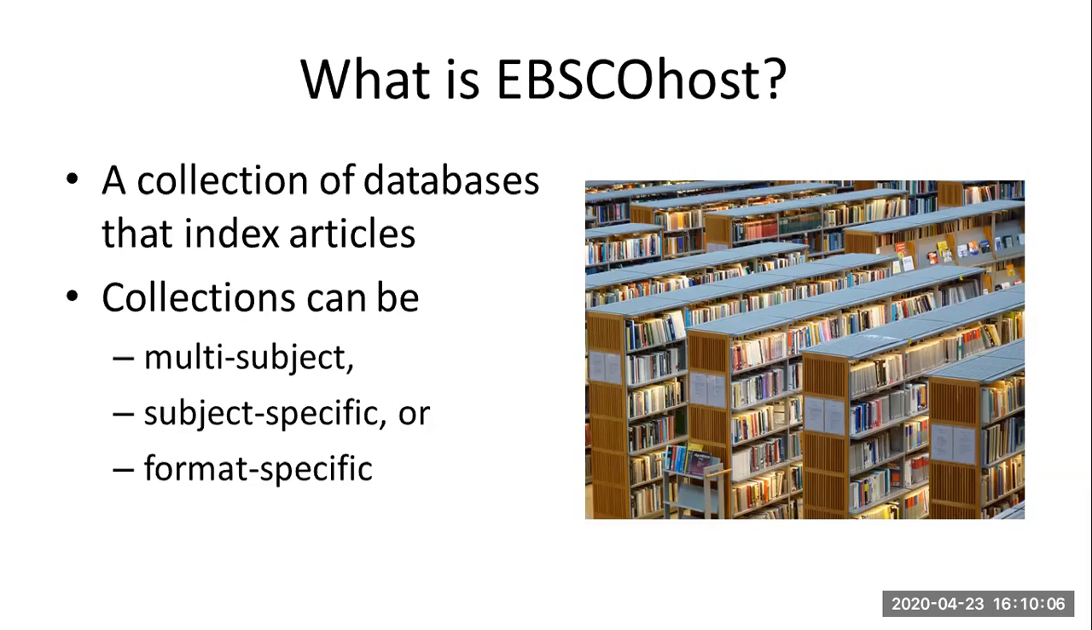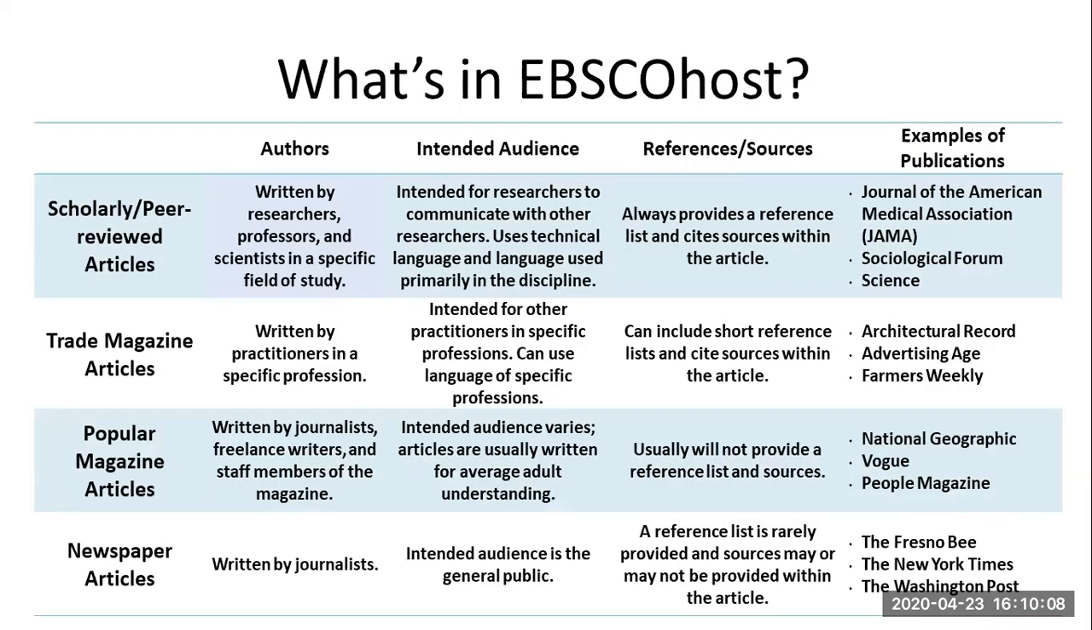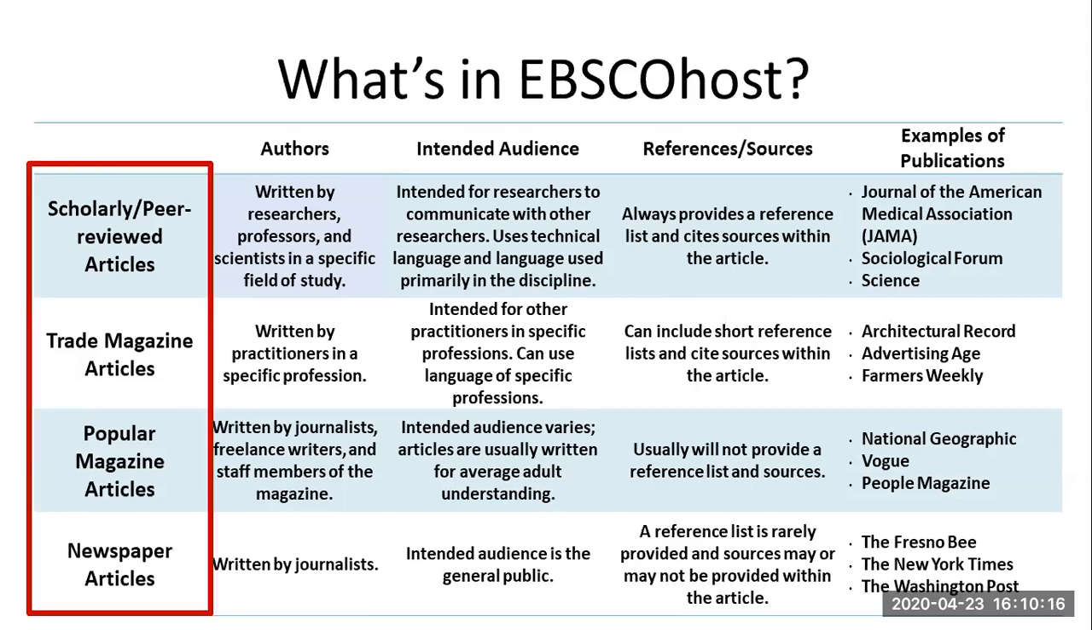So this next slide, continuation of what's in EBSCOhost, this is a very busy chart, but what I want you to pay attention to the most is the column on the left-hand side. So this is basically just telling you again what you're going to find in EBSCOhost, which is to say that you're going to find a lot of different types of articles. The most important ones, the ones that students actually look for the most often, and that makes up a large percentage of the types of articles in EBSCOhost, are the top scholarly peer-reviewed articles.